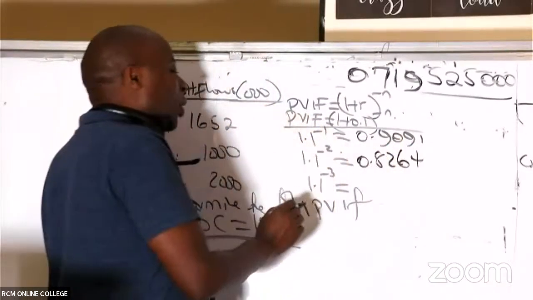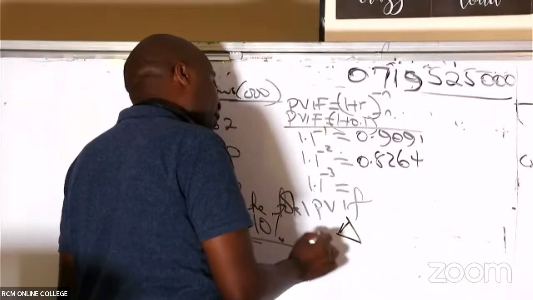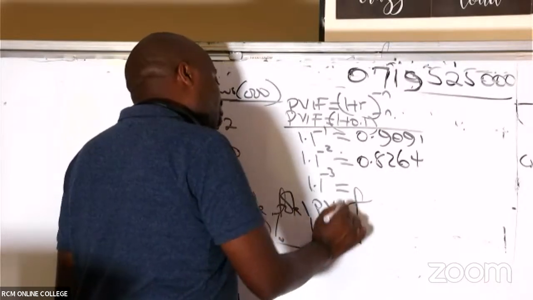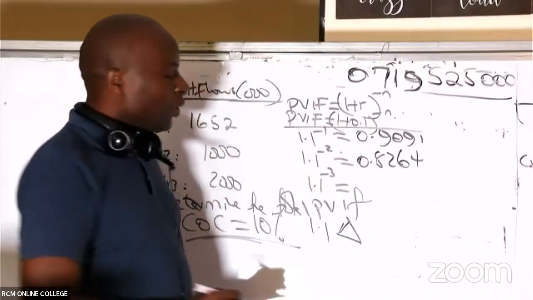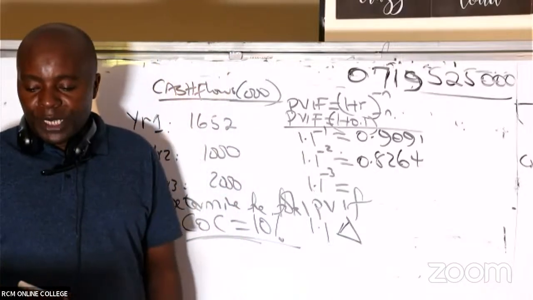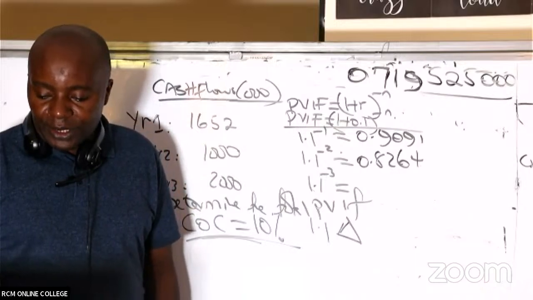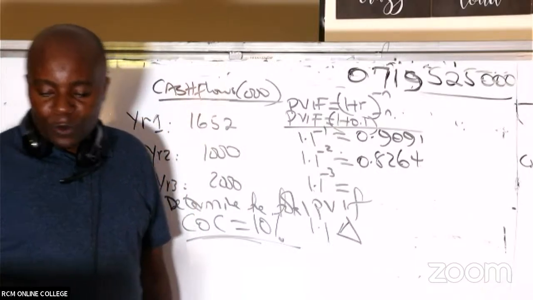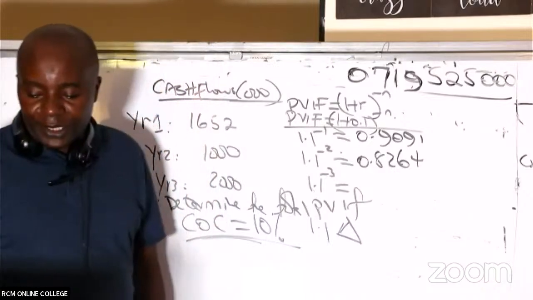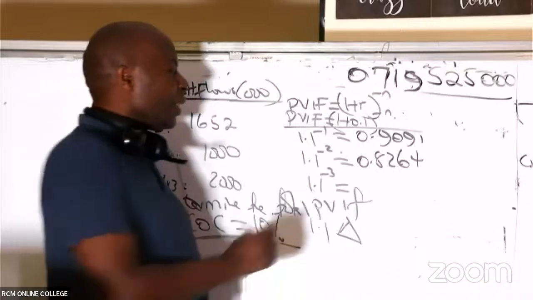0.8264. How about 1.1 raised? Please ensure that your calculator has that raised. So you simply say 1.1, and then you press this raised, and then you say -3 there by the side. That will be able to help us. So year 3, there was a ninja up here who gave me this figure first. That's MD: 0.7513. Thank you very much.